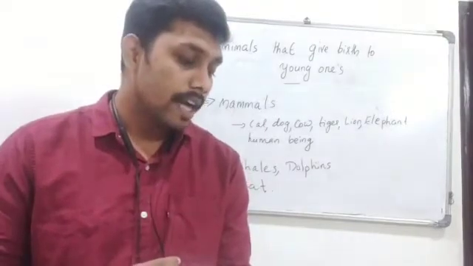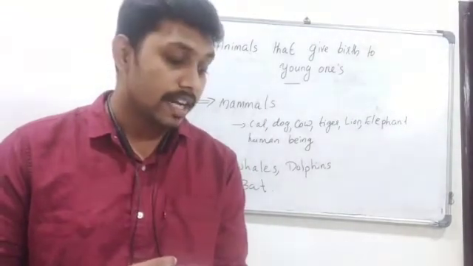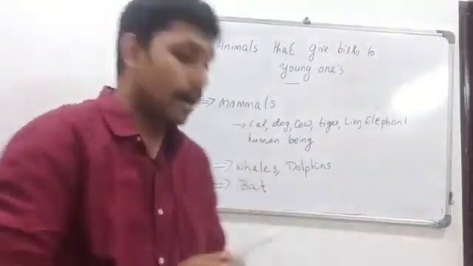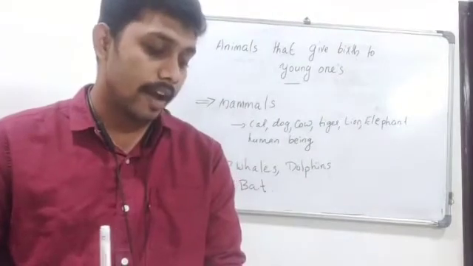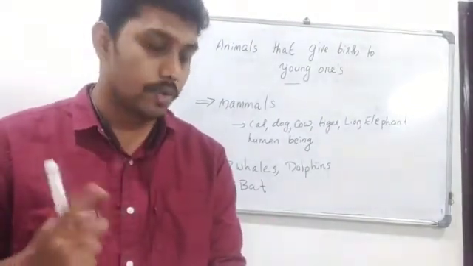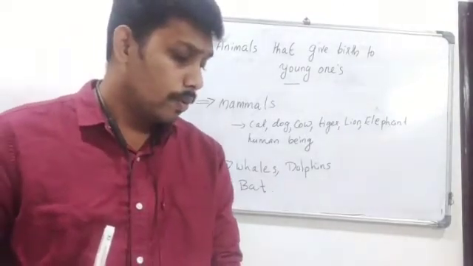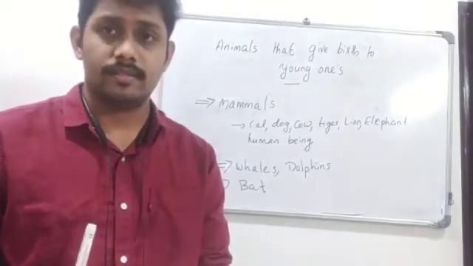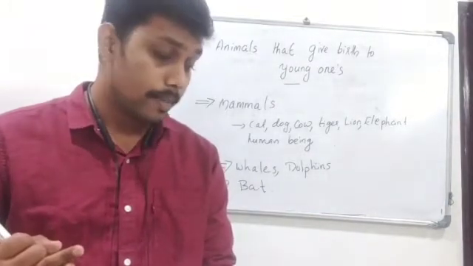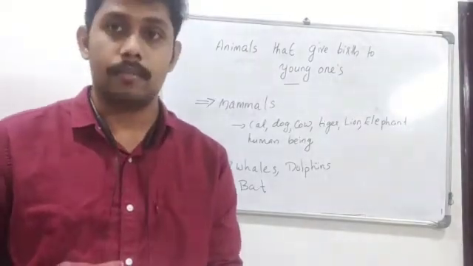The third part: animals that give birth to young ones are called what? They are called mammals. There are four options; the second option, mammals, is the answer. You have to do it in your textbook. The fourth one: whales. Whales are what? Amphibians, mammals, reptiles and fish. That is also mammals.